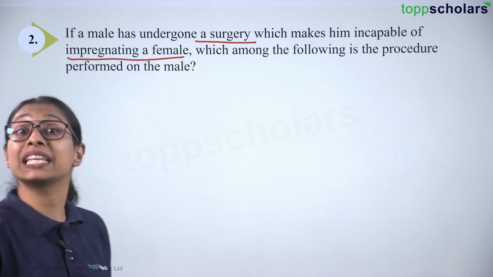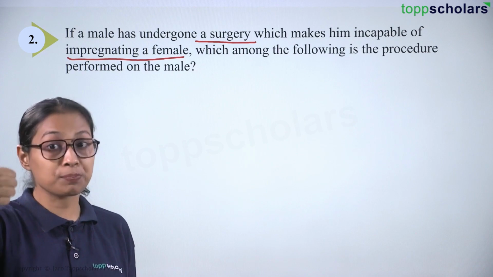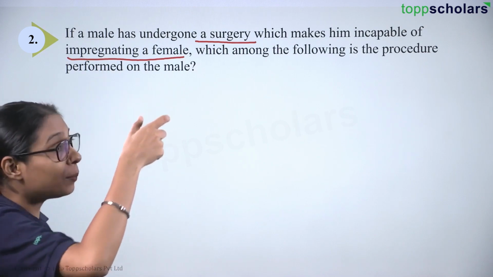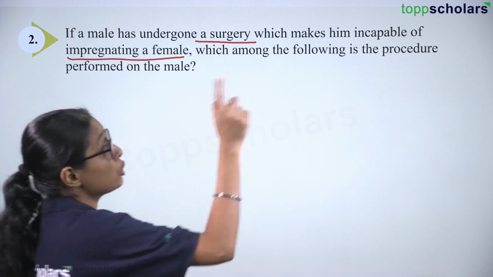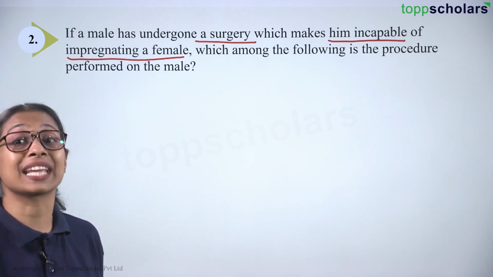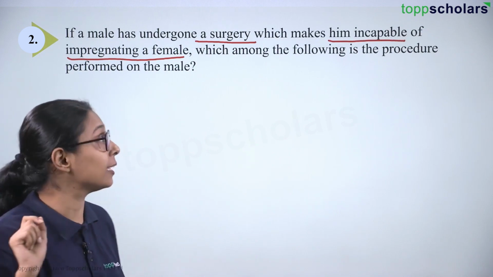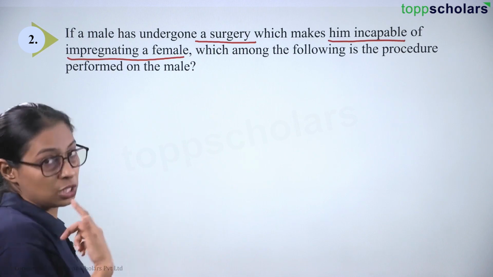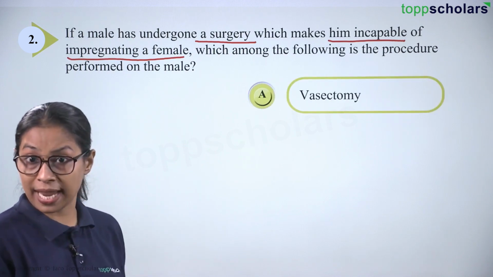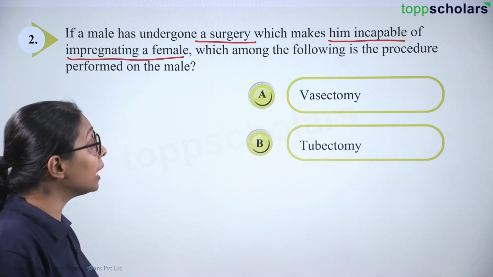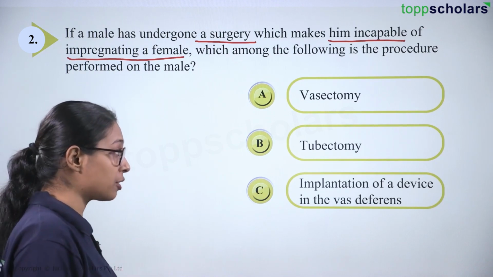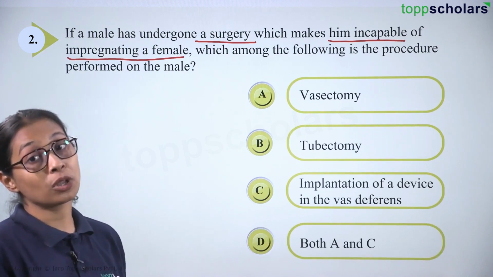That means the male cannot plan a family. So it's a surgery-based method, and when I use the words impregnating a female, after that never, which makes him incapable, it means it is never going to happen. So the second idea that you will get is that it's a permanent thing. Which among the following procedures might have been done? Let us see the options now. Do you think it is going to be A, vasectomy, B, tubectomy, C, implantation of a device in the vas deferens, or D, both A and C?